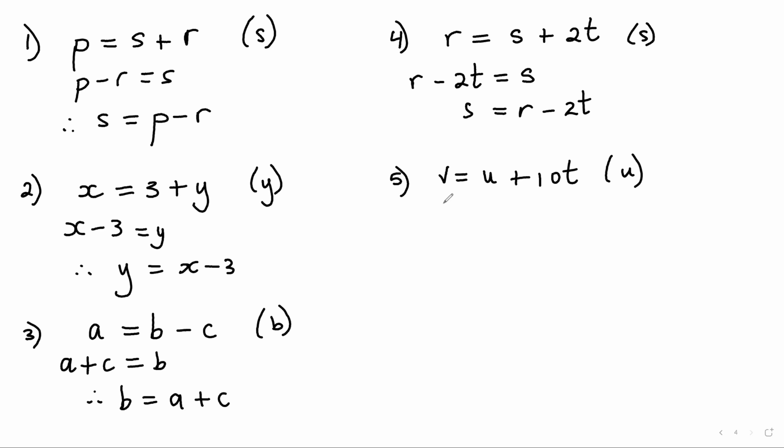Which subject? U. I'm writing the one that I'm making the subject in brackets next to the question. V take away 10T equals U. So V take away 10T is equal to U. So therefore, U is equal to V take away 10T.